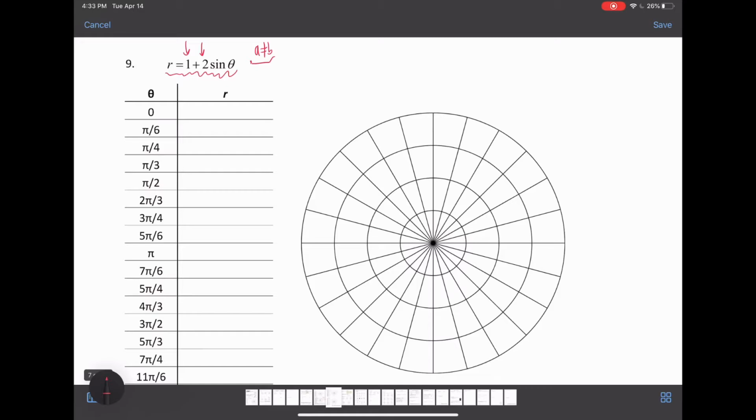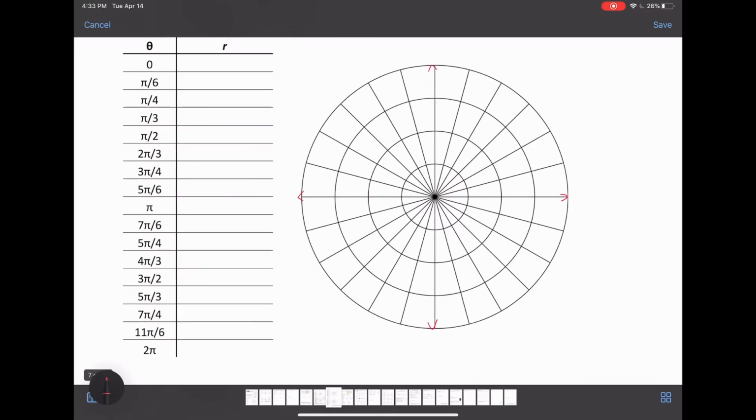Another thing I know just by looking at it, since it's in terms of sine, is that if it is some sort of heart shape or limacon shape, it should be symmetric with respect to a vertical axis of symmetry. All right, let's give this a try. I'll label my quadrantals just to get my bearing. So we've got 0, pi over 2, pi, and then 3 pi over 2.